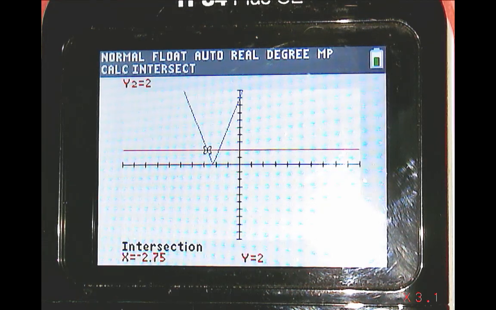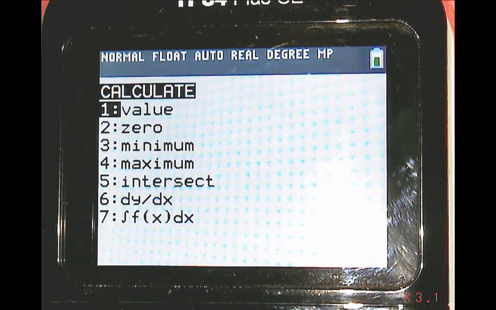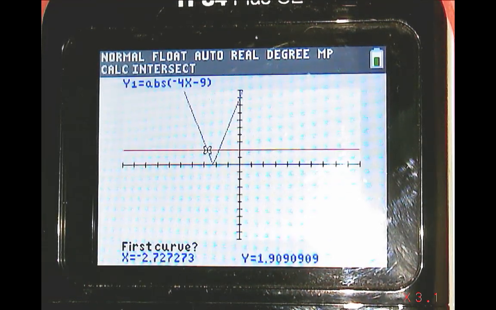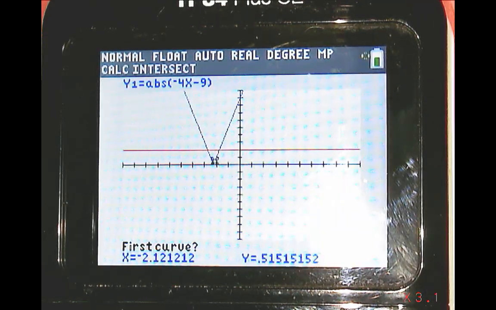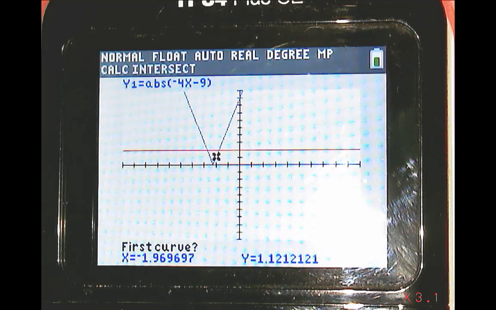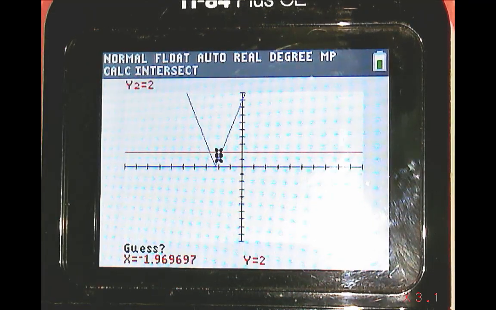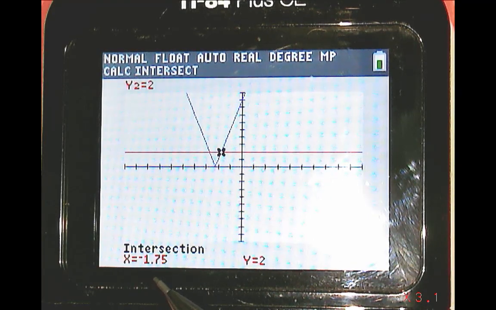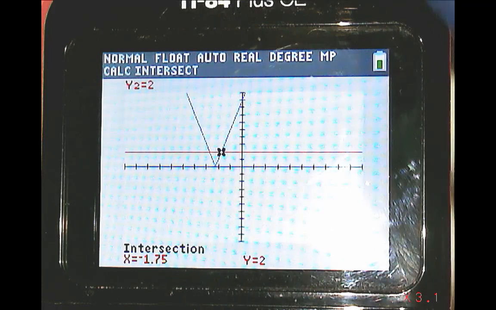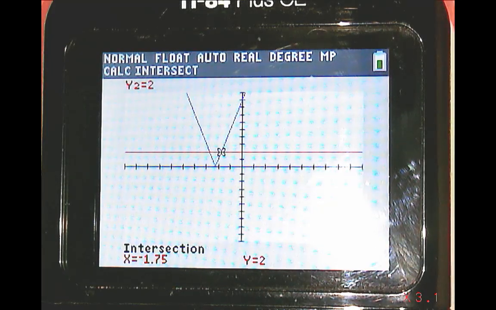So then you're going to go second trace again down to number 5, but this time we need to move it over to this point right here. It just has to be closer to that point than the other. It doesn't have to be on it. And then hit enter, enter, enter, and we get, if you see, a negative 1.75. So that's the points that we need. And again, just right here for now, negative 1.75. We will actually go ahead and convert that here shortly.